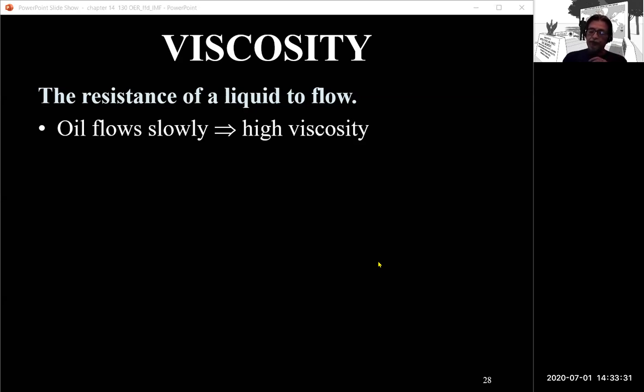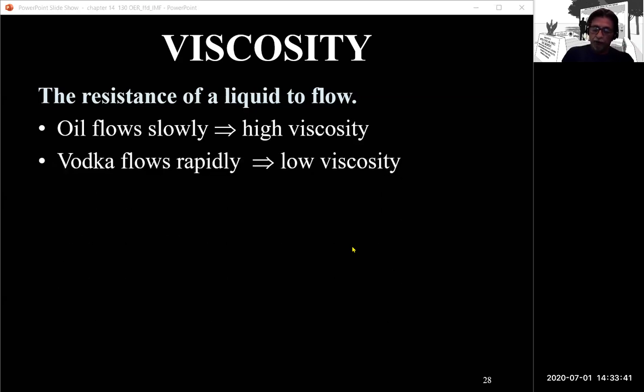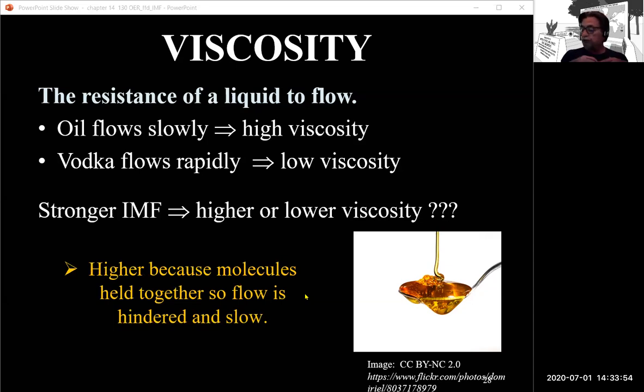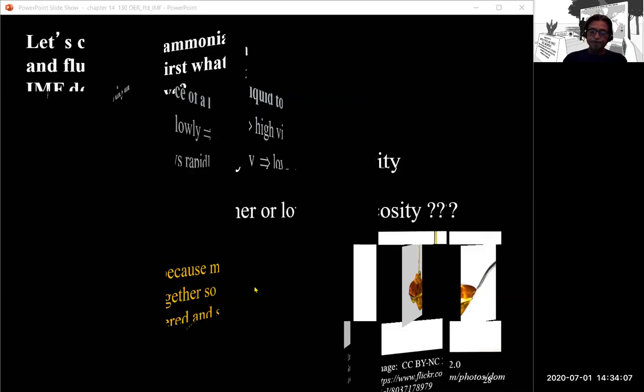So in this example, we're asking you, does oil flow slowly? It has a high viscosity. Okay. We know that water or an alcohol, for example, has a low viscosity because it flows much more rapidly. And so stronger IMF will give you higher viscosity simply because the molecules are being held on to each other much greater than the IMF interactions that are weaker.